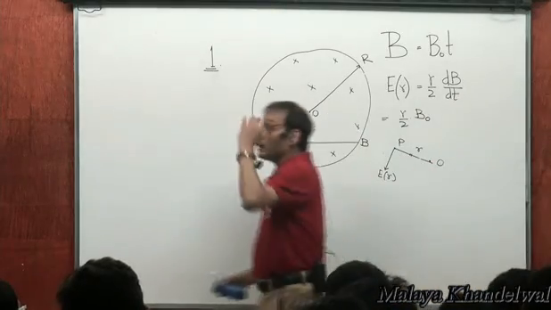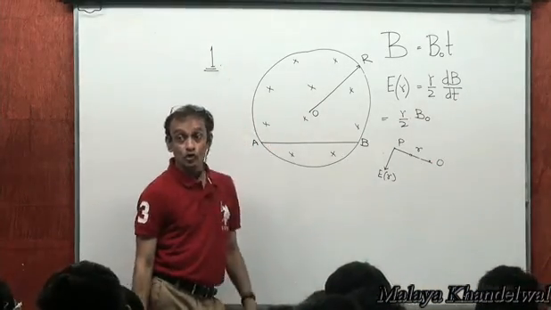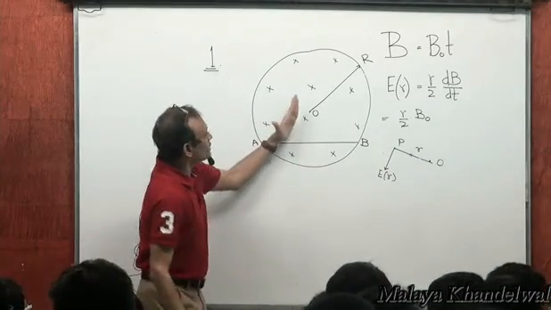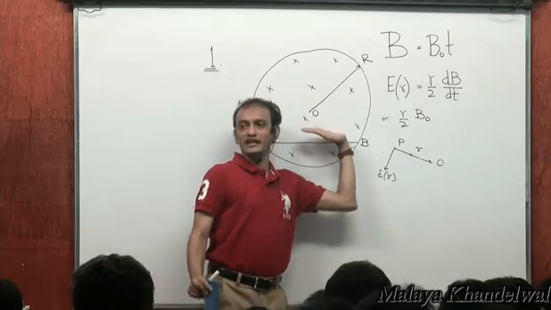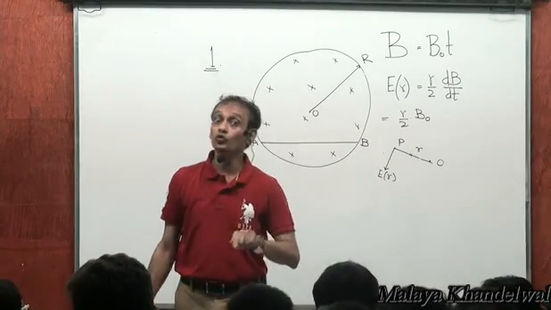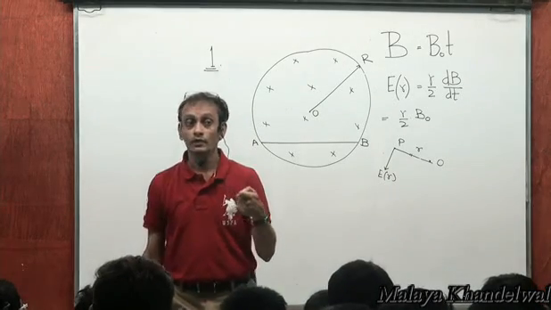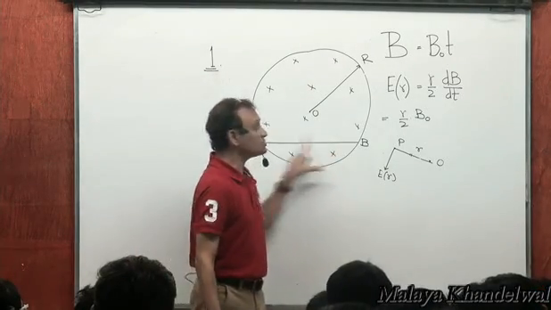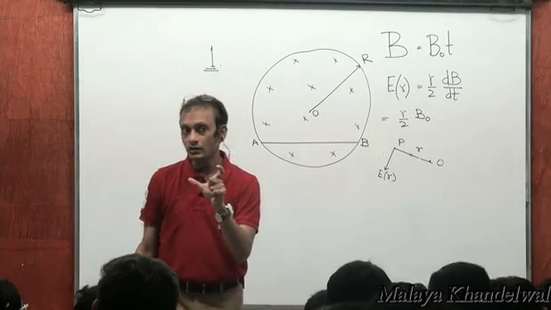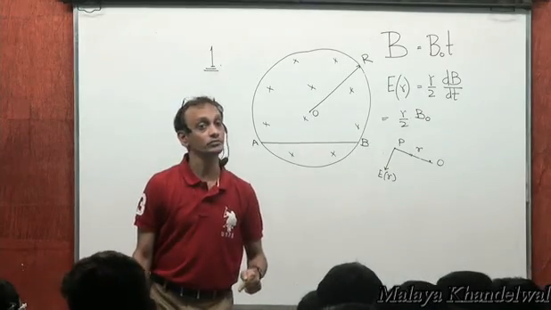In this case, different points on AB are at different distances from O. So the electric field from A to B is not uniform, because different points on AB are at different distances from the center, so they would have different values of the electric field. Not only is the electric field different in magnitude between different points in this region, but also different in direction, because at any given point the electric field will be perpendicular to the radius at that point.